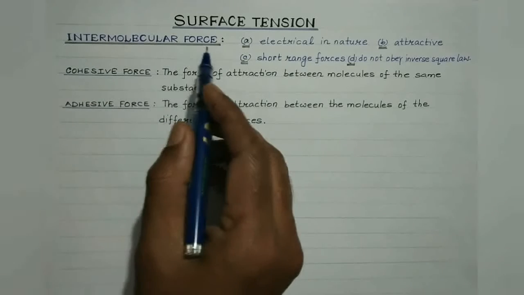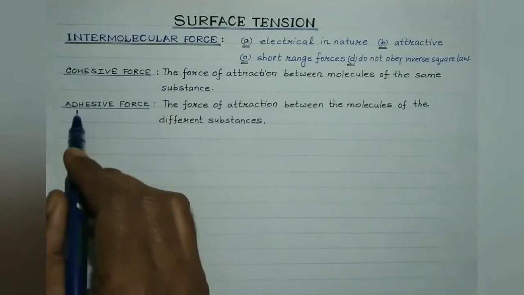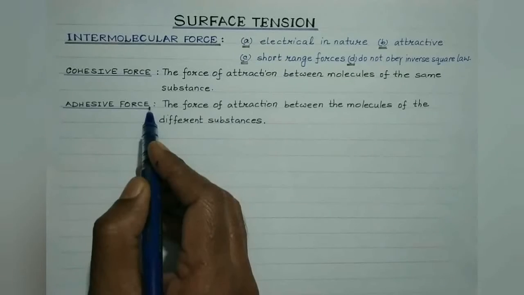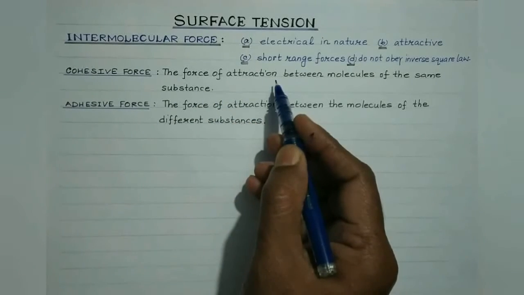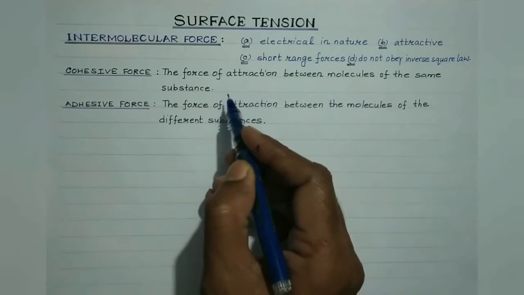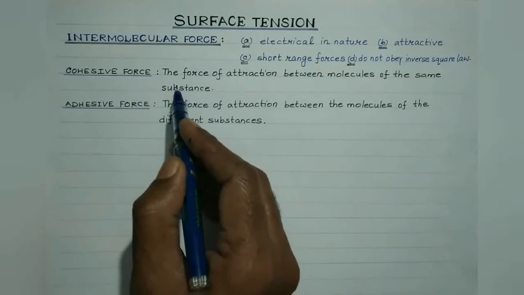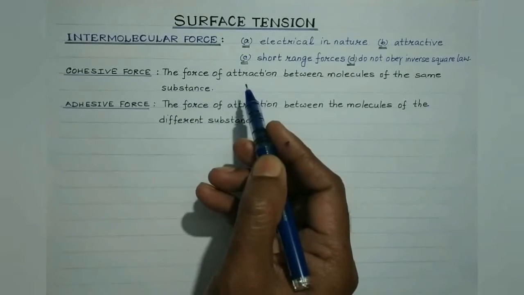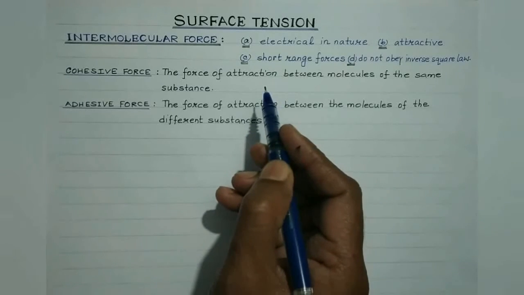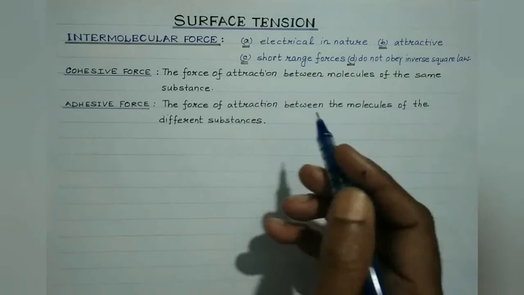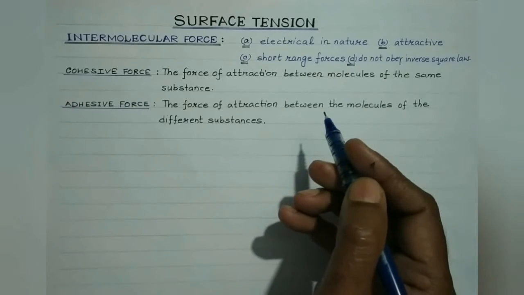So intermolecular forces are basically of two types: cohesive intermolecular force and the adhesive intermolecular force. As we have discussed in the video, the force of attraction between the molecules of the same substance is known as force of cohesion. The force of cohesion is maximum in solids, lesser in liquids, and least in gases. And it is for this reason that solids have definite shape and resist all the deforming forces.